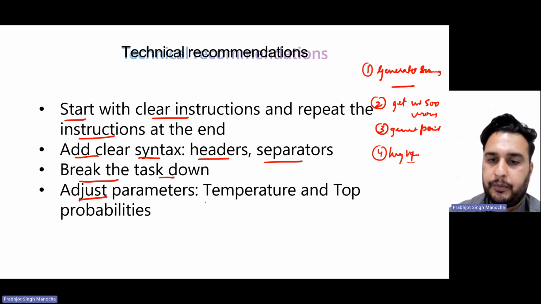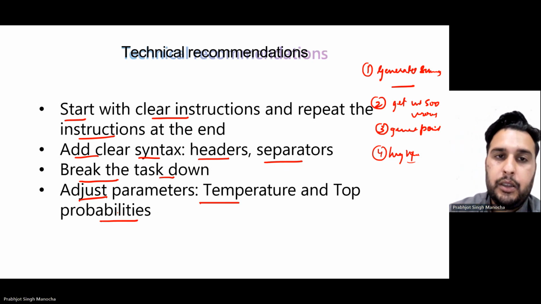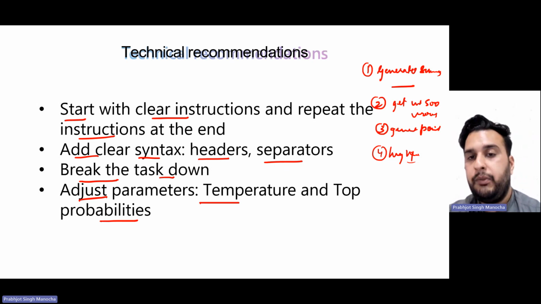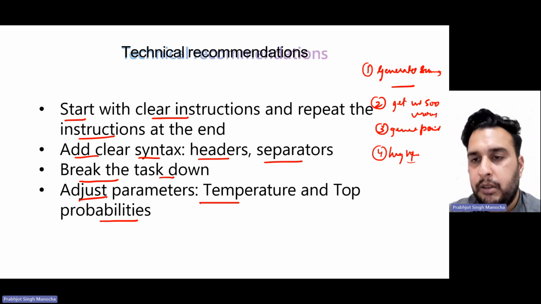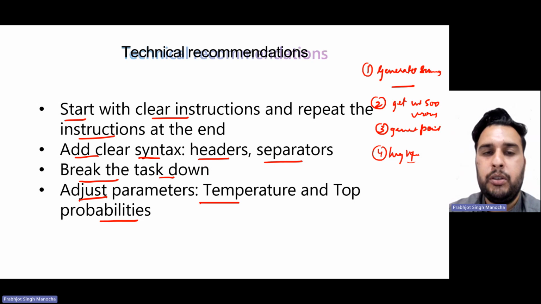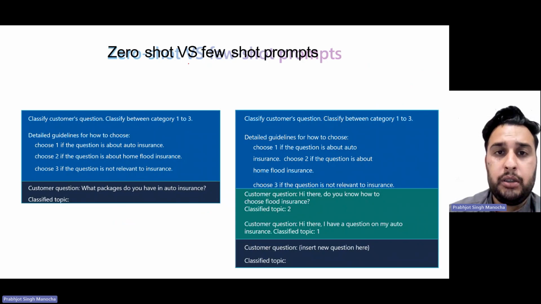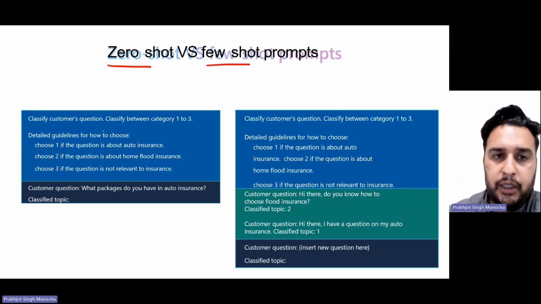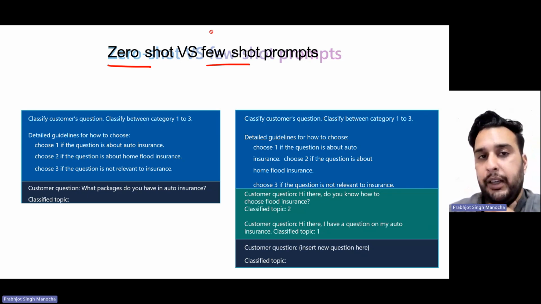Adjust the parameters, like your top probabilities and the temperature. So there are a few technical recommendations that need to be kept in mind while we are giving inputs to the models in the form of prompts, which can help to be more specific. There are a few kinds of prompts that are used, like zero shot or few shot prompts, and these are a few examples which are given. With the help of this, you can understand how important it is.